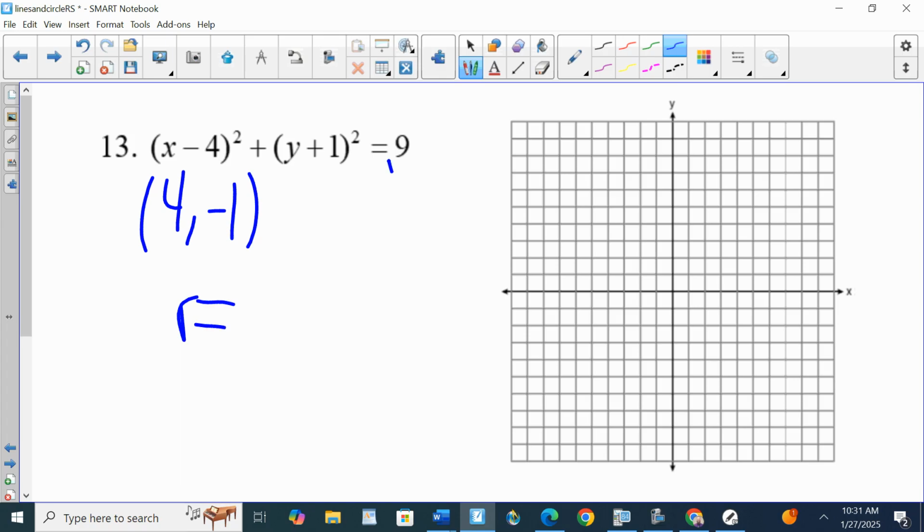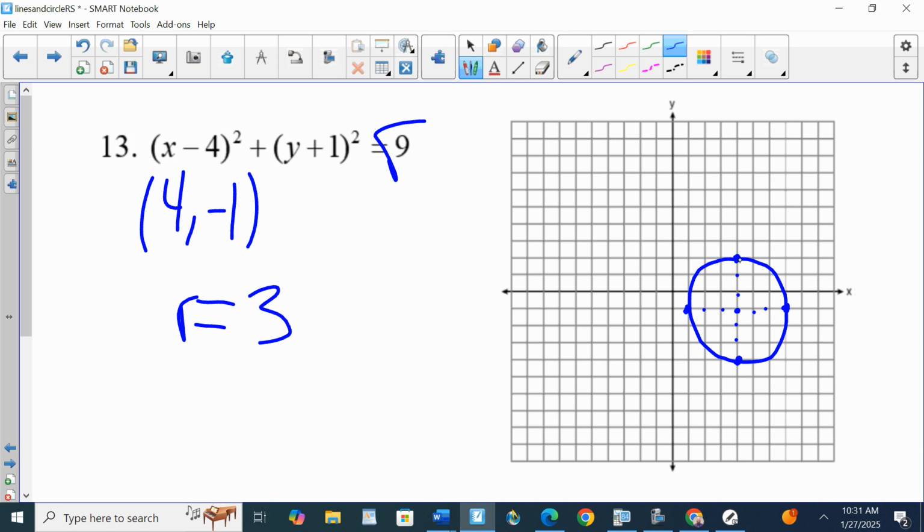The radius is the square root of the right-hand side. The square root of 9 is 3. So I plot the center, 4, negative 1. And I go the radius in all 4 directions. So I go 1, 2, 3 to the right, 1, 2, 3 to the left, 1, 2, 3 up, 1, 2, 3 down, and I draw my circle.